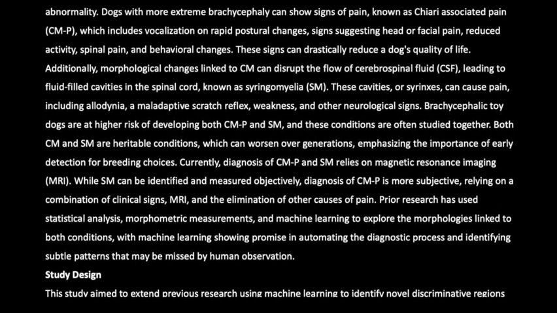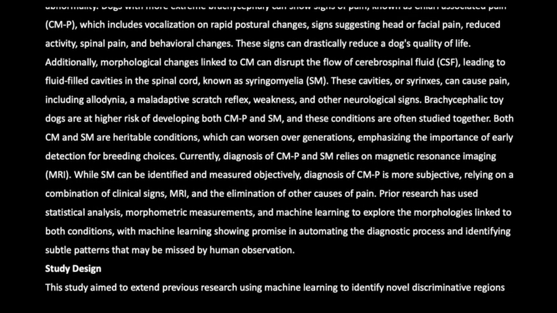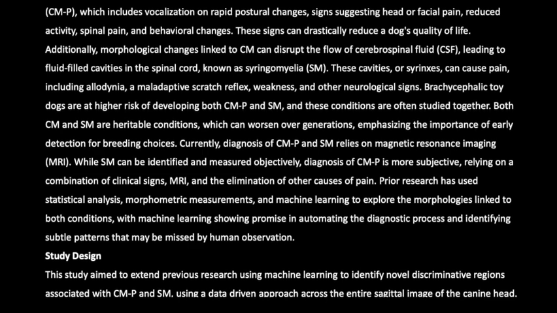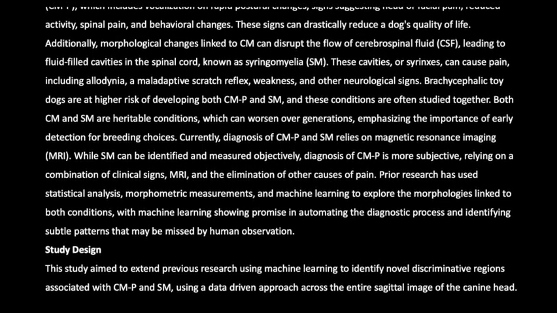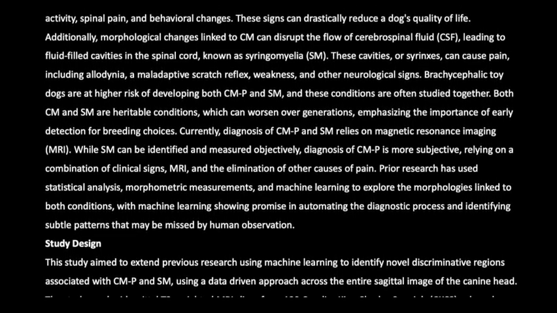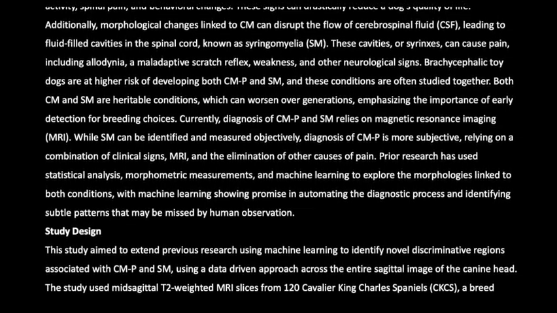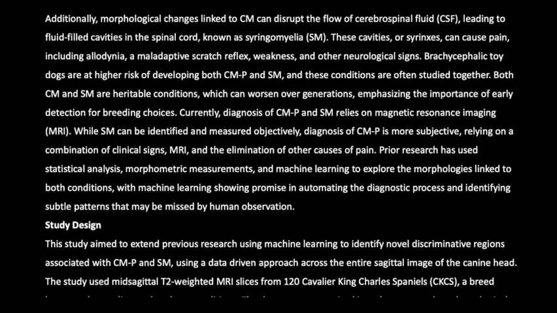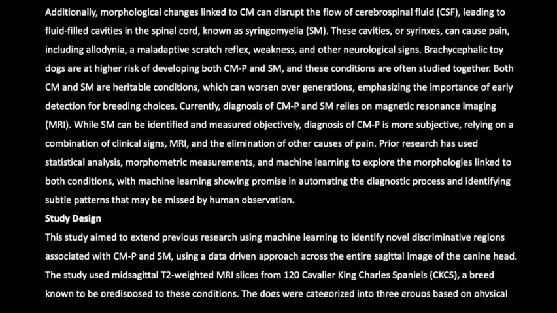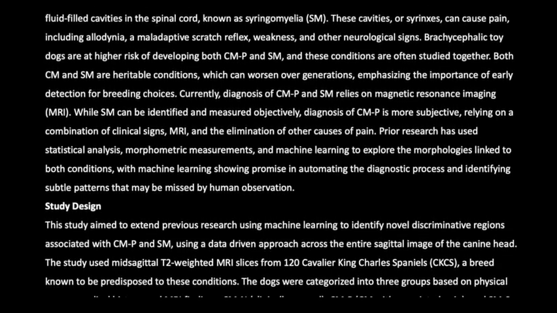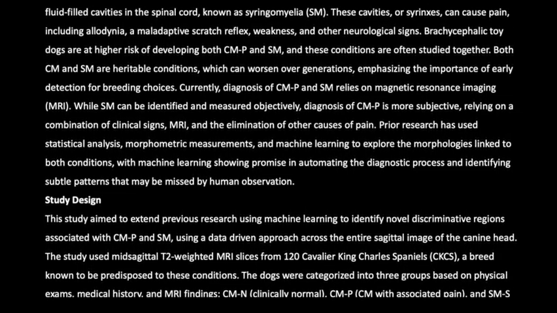Both CM and SM are heritable conditions, which can worsen over generations, emphasizing the importance of early detection for breeding choices. Currently, diagnosis of CMP and SM relies on magnetic resonance imaging (MRI). While SM can be identified and measured objectively, diagnosis of CMP is more subjective, relying on a combination of clinical signs, MRI, and the elimination of other causes of pain.